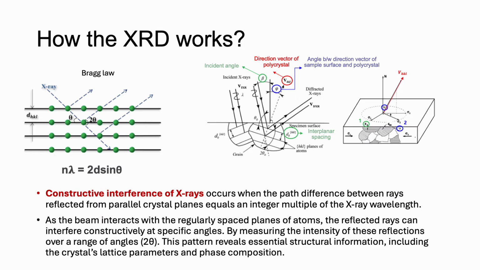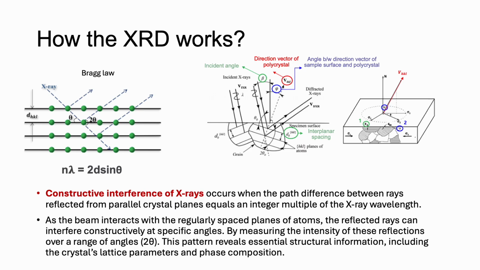Next, the fundamental principle governing XRD is Bragg's law. This law is expressed by the equation n lambda equals 2d sine theta. Here n is an integer representing the order of the reflection, lambda is the wavelength of the incident X-rays, d is the planar spacing in the crystal, and theta is the incident angle.